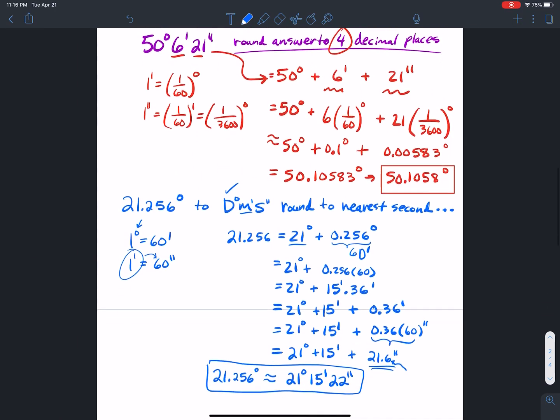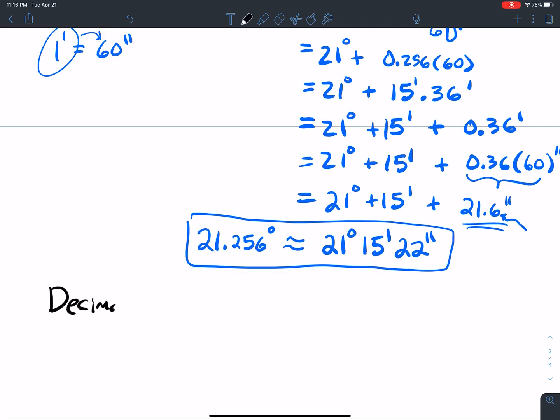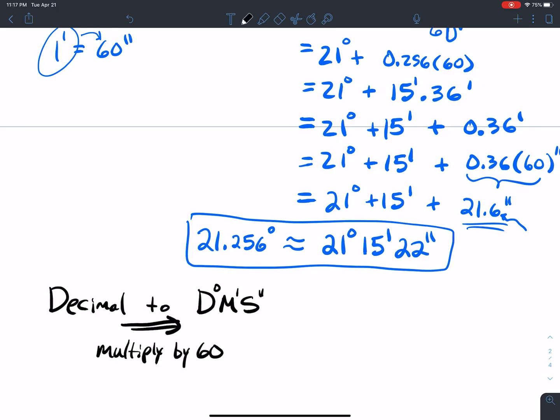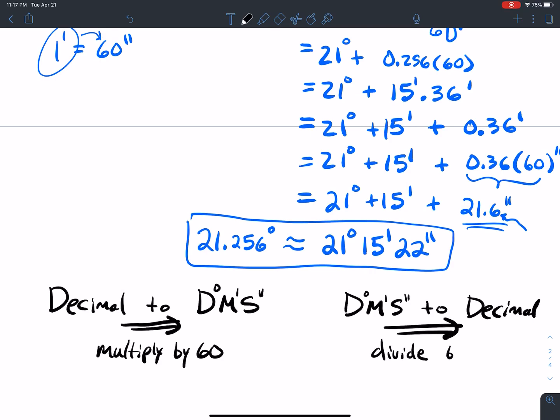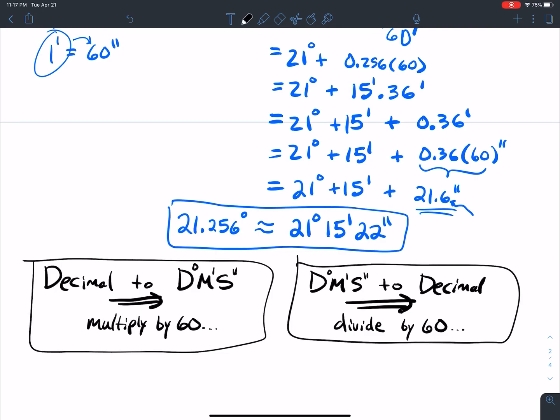So the big takeaway here, right? If I'm going to convert from decimal to degrees, minutes, seconds, then what am I going to do? I'm going to multiply by 60, right? And then if I'm going to go from degrees, minutes, seconds to decimal, right? Then I'm going to divide by 60 at each round, okay? So hopefully this little summarization here helps you out when you're converting between decimal form of your angle and degrees, minutes, seconds.